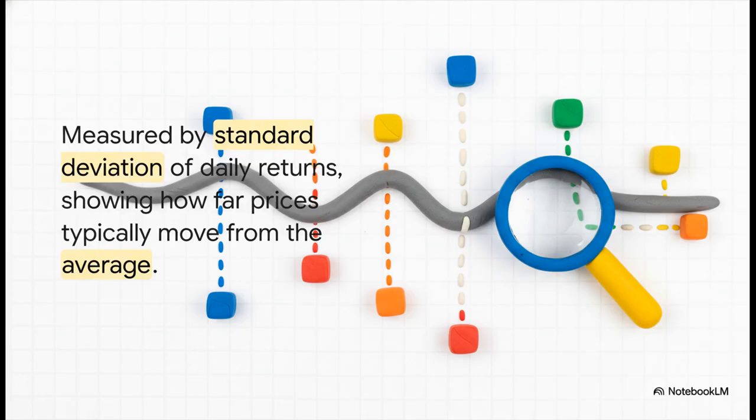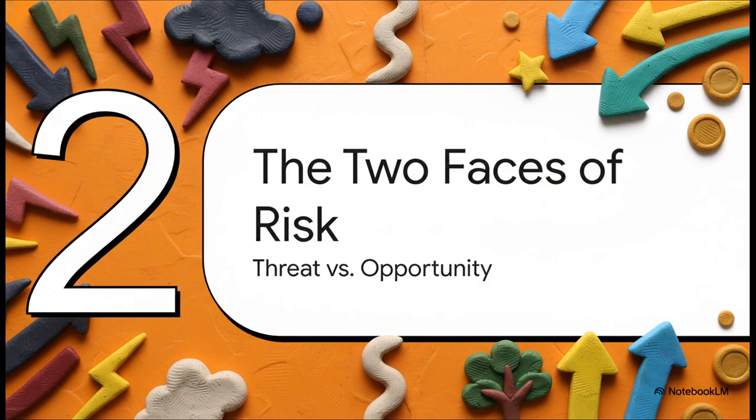So you might be wondering, how do people actually measure this? Well, if you want to get just a little bit technical, it's calculated using something called standard deviation. Don't let the fancy term scare you off. All it really does is track how far prices tend to wander away from their average price over a set period. It's just a measure of how spread out things get. Simple as that.